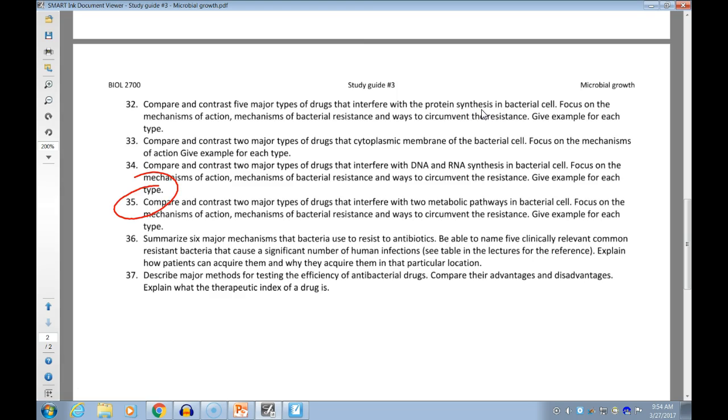Synthesis of what acid? Folic acid synthesis. So sulfonamides and trimethoprim inhibit two different enzymes of the same metabolic pathway. Does that make sense? Are we good on that? Is that understood? We good?